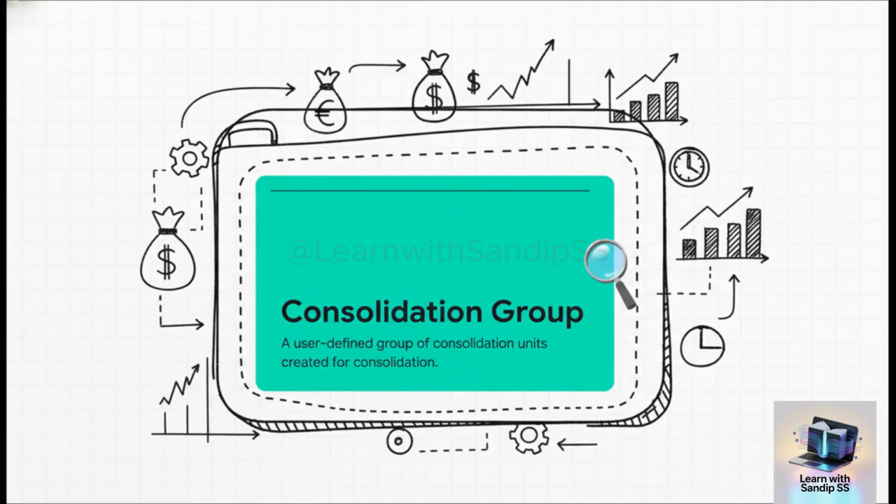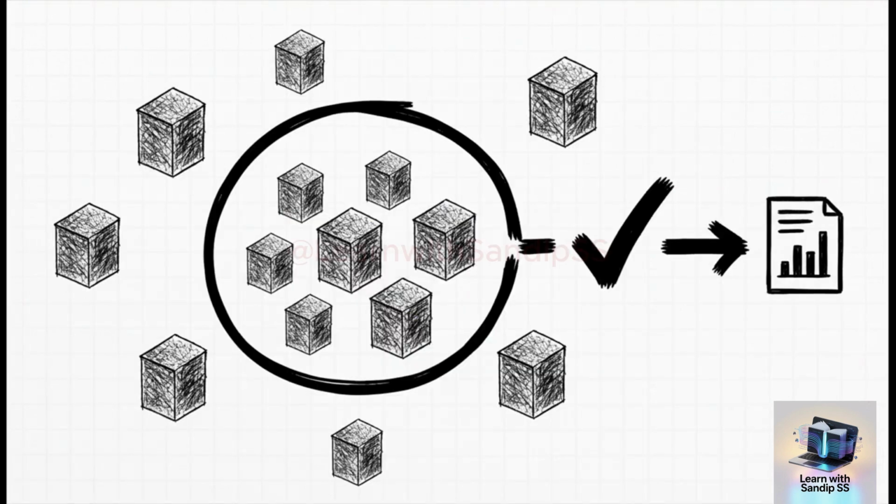A consolidation group is pretty much exactly what it sounds like. It's just a way to bundle those individual units together for a specific reason. You can think of it as a custom-made container that you, the user, get to define in order to create a specific financial report. And this isn't just for keeping things tidy. This is a mandatory step. You literally cannot create a consolidated financial statement without first defining which units belong in that statement. The group is what provides the scope and the boundary for the report you're about to run.